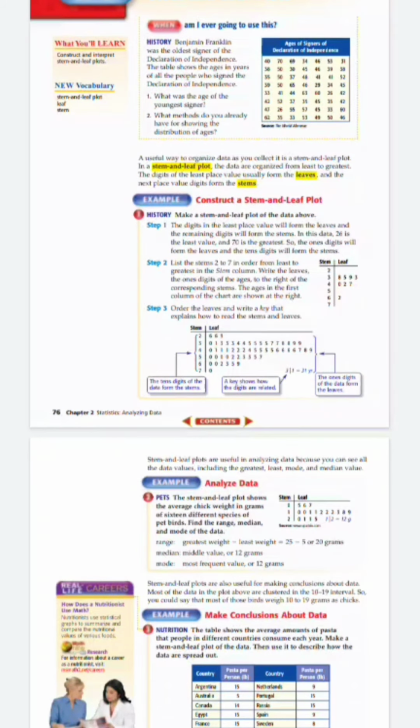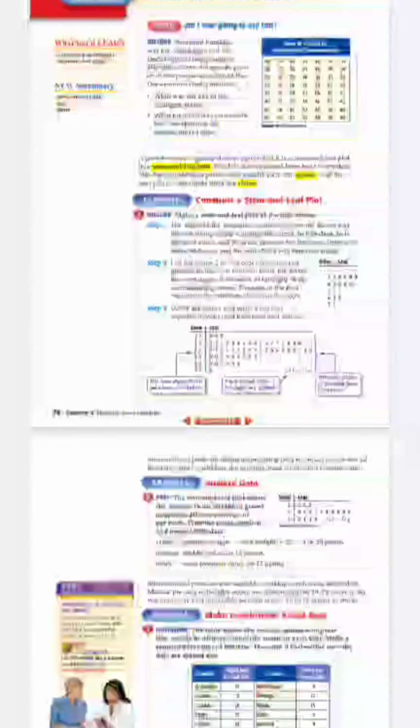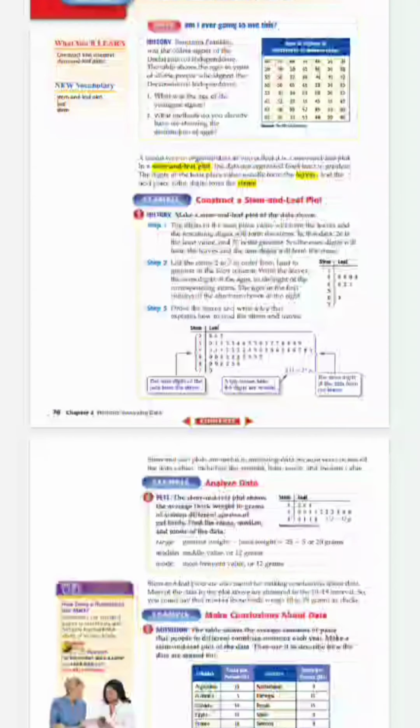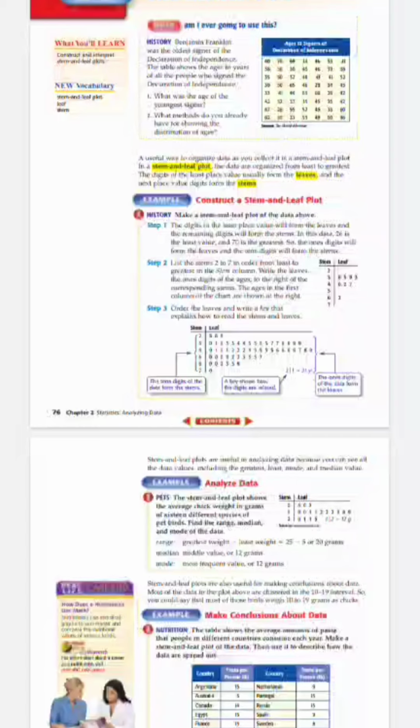In a stem and leaf plot, the data are organized from least to greatest. The digits of the least place value usually form the leaves, and the next place value digits form the stems. Example: construct a stem and leaf plot. History: make a stem and leaf plot of the data above.